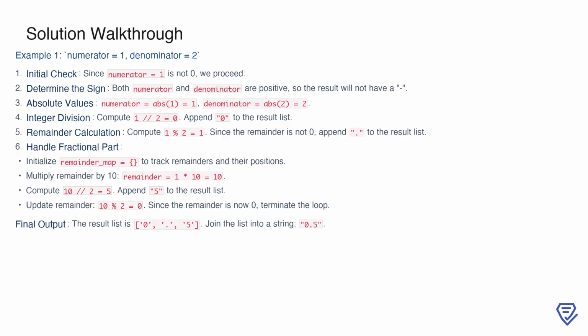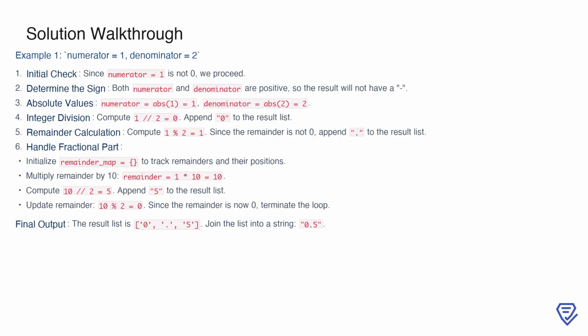Let's start with the example where the numerator is 1 and the denominator is 2. First, we check if the numerator is 0. Since it's not, we proceed. Next, we determine the sign of the result. Both the numerator and denominator are positive, so the result will not have a negative sign. We then take the absolute values of both numbers, which remain the same, numerator is 1 and denominator is 2. Now, we perform integer division, dividing 1 by 2, which gives 0. This is added to our result list as the first digit. After this, we calculate the remainder, which is 1 modulo 2, resulting in 1.